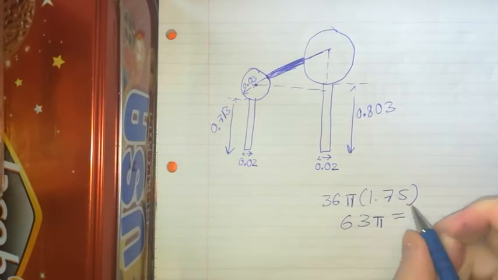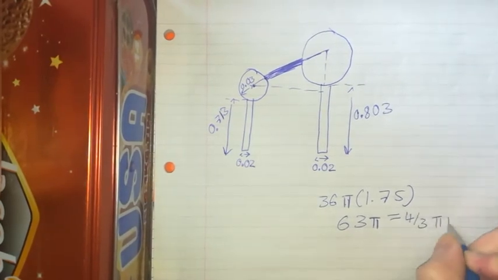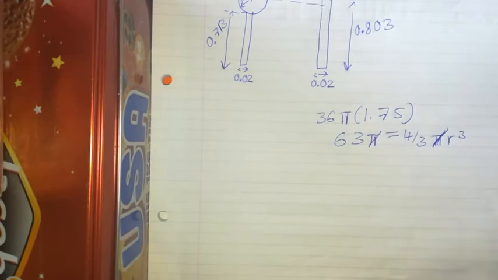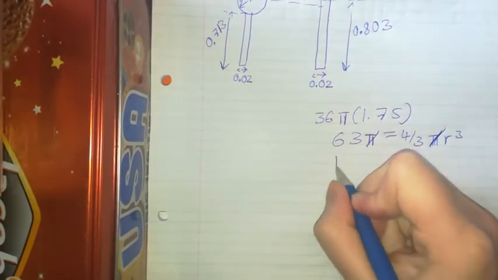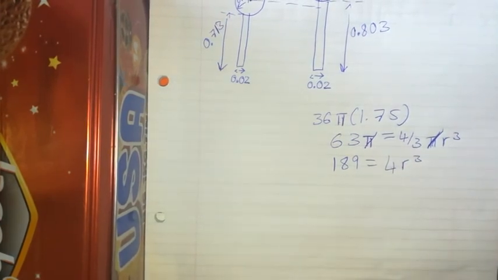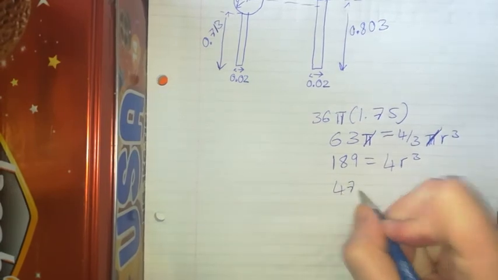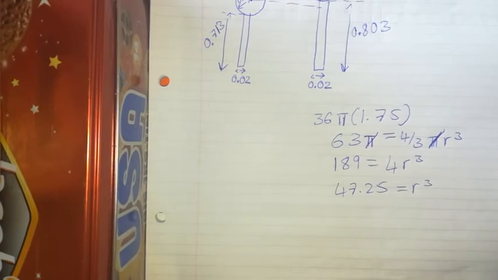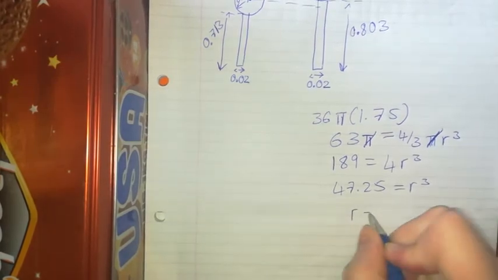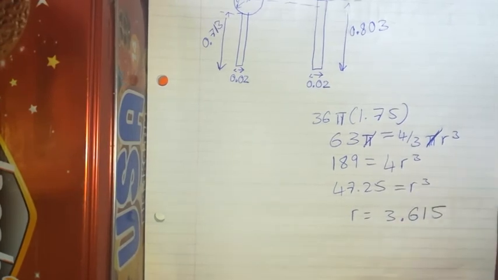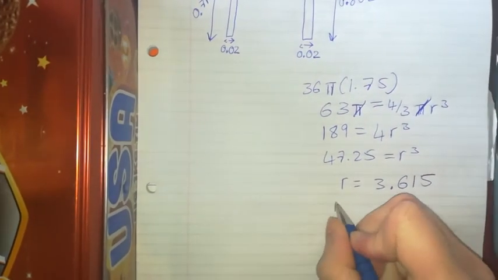So I'm going to set that equal to the formula for the volume to get the radius. I'm going to divide both sides by pi. I'm going to multiply this side, 63, by 3, so 189 is equal to 4r cubed. I'm going to divide by 4, so 47.25 is equal to r cubed. Then I'm going to get the cube root of this, and I get r is equal to 3.615. So that's in centimeters. So my radius is going to be 0.